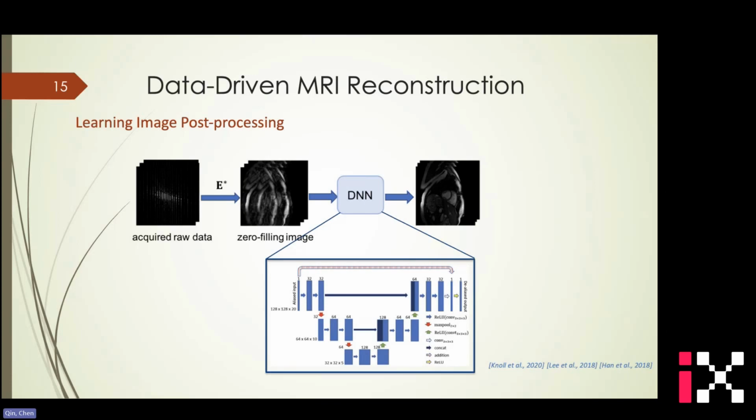Let's say it's just a neural network, and we receive input of these zero-filled images. Zero-filled means that if we undersample the data, we fill the rest with zeros, so it gives us these reconstructions. And we directly learn the mapping between these zero-filled images and the fully sampled images, as an image post-processing task. I guess this is quite similar to image denoising or image super-resolution or some similar task. Right? So what do you think may be the potential limitations of this kind of approach?